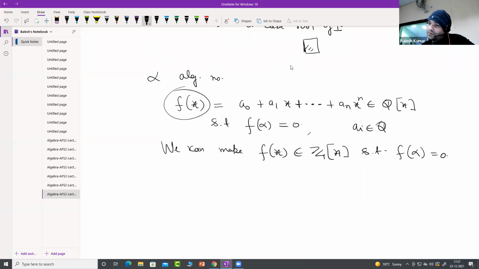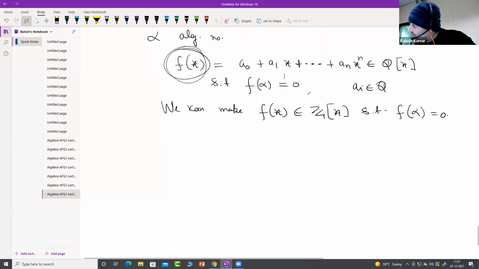Yeah, because if you just multiply the LCM of the denominators of these a_i's to f of x, you can see that if alpha is a root of f of x, then if you multiply an integer to this f, it will also have alpha as a root. So we can make this polynomial with integer coefficients.